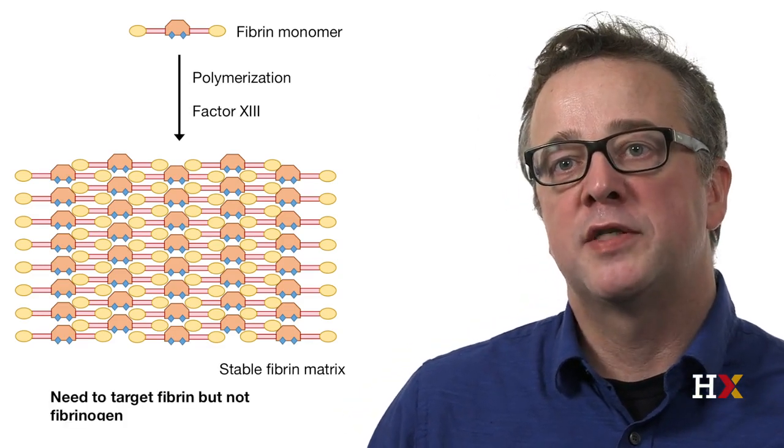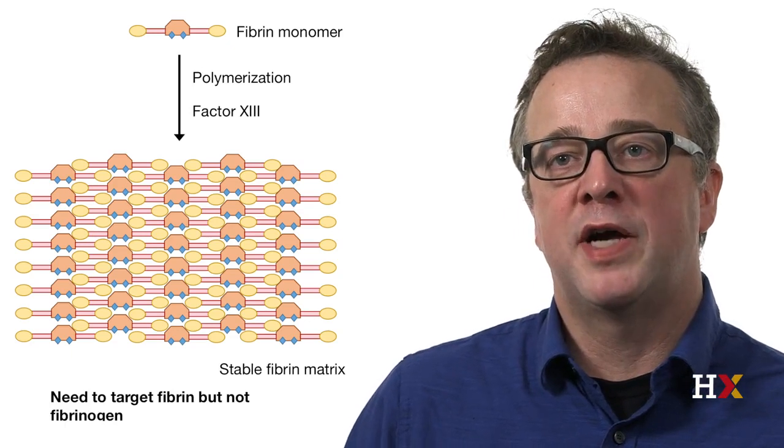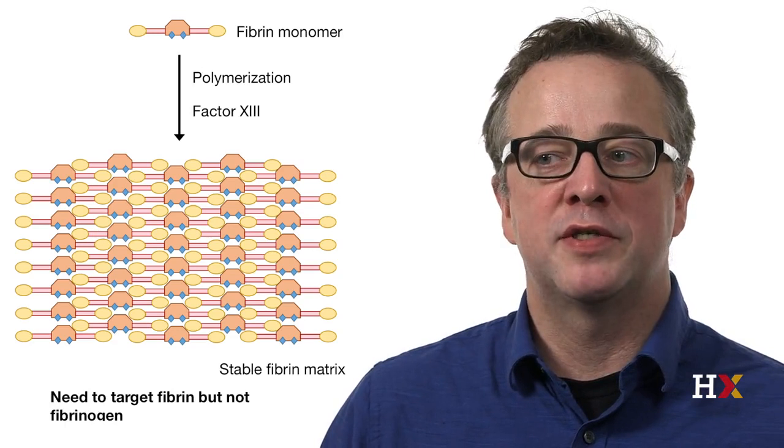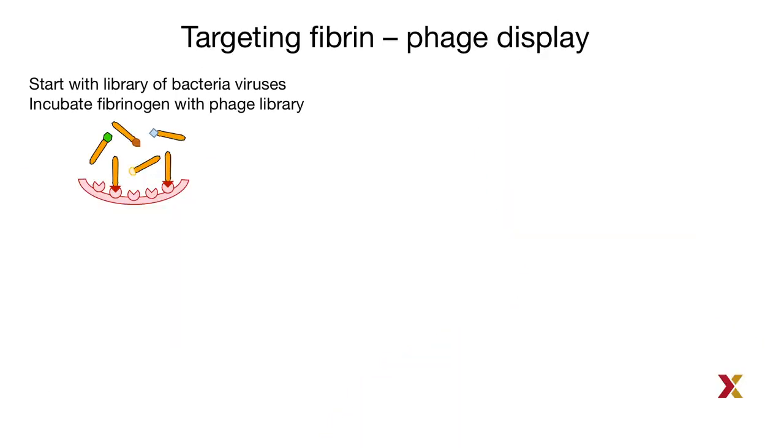Now the challenge for us was really how are we going to be able to find a molecule that binds to fibrin but does not bind to fibrinogen, which is a high background signal. So we turned to a technique called phage display. Phage display is a way of looking at a number of different peptide sequences that are expressed on the surface of a bacteriovirus, a bacteriophage.